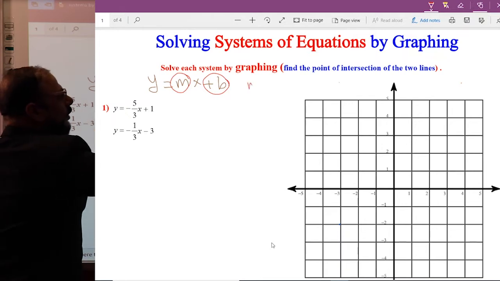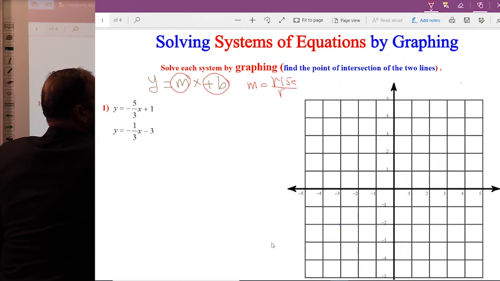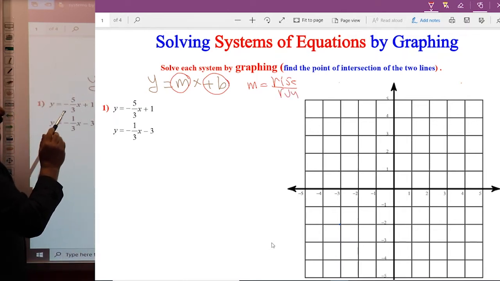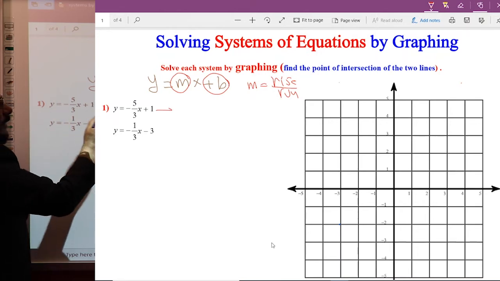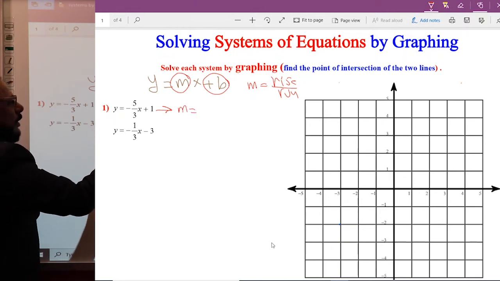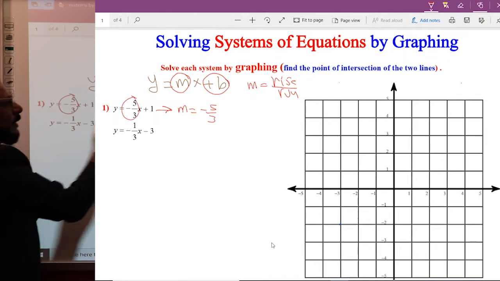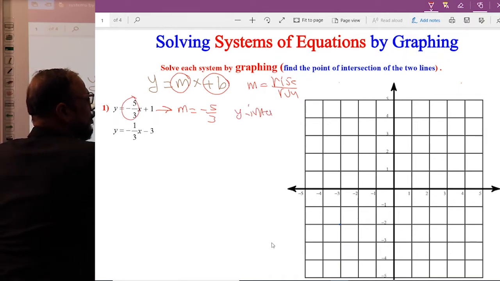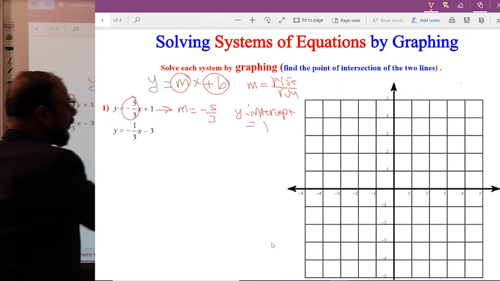And remember, m is rise over what? Over run. Okay. I'm going to do each equation in a different color and graph it and see the intersection. Now, the first equation has slope equal to negative 5 over 3 and the y-intercept equal to 1. I'm going to graph it right away.